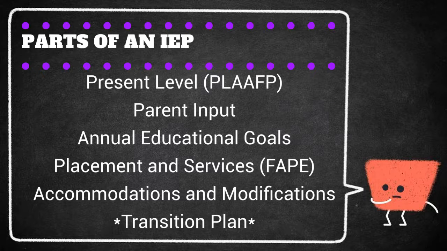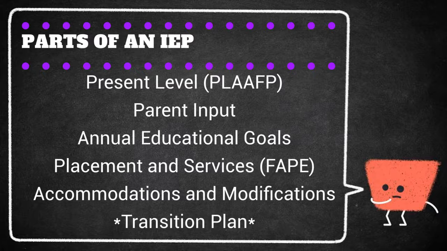Annual educational goals. These should be SMART goals, realistic, achievable, and measurable. Goals can be academic, behavioral, social, or transition based and should always be written for identified areas of need. FAPE, or the placement and services portion. FAPE is the public school district's offer of services and supports in the least restrictive environment that the child needs to reach the identified goals and how they'll be delivered.